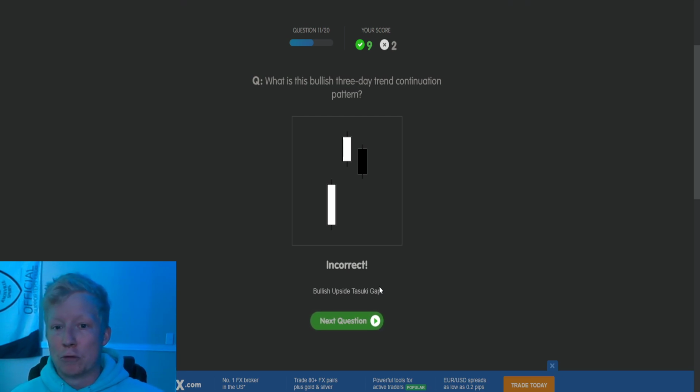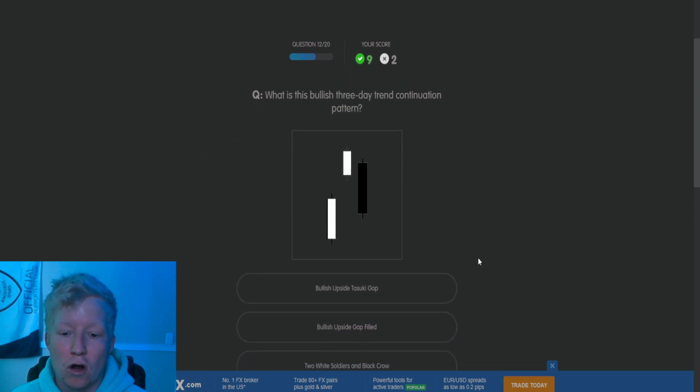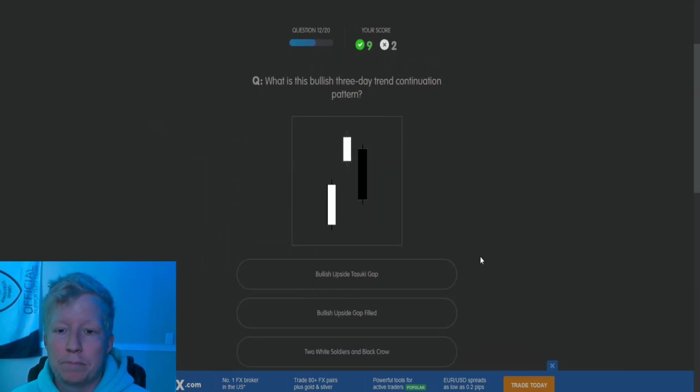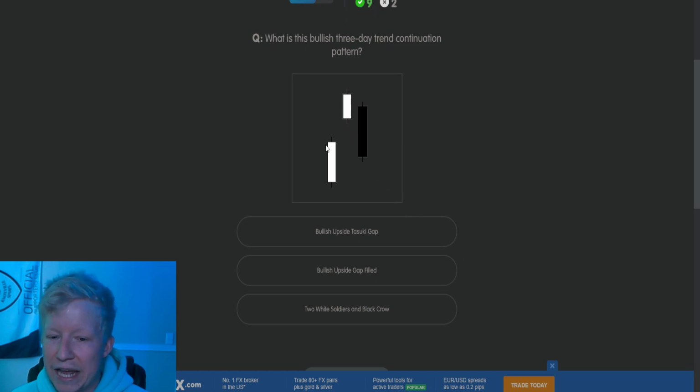I don't know what Tsuki gap means. This is a little bit more fun technical names, but it's still helpful for the video because I explained, this is a setup that I like. Call it whatever the hell you want. But this bullish gap close reversal, I call it gap close reversal, it is a setup that I like a lot. So we did get that question wrong, even though I don't know. What is this bullish 3-day continuation pattern? Okay. Is this the upside gap filled?